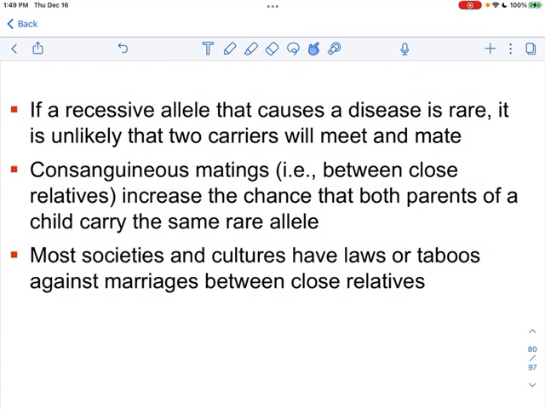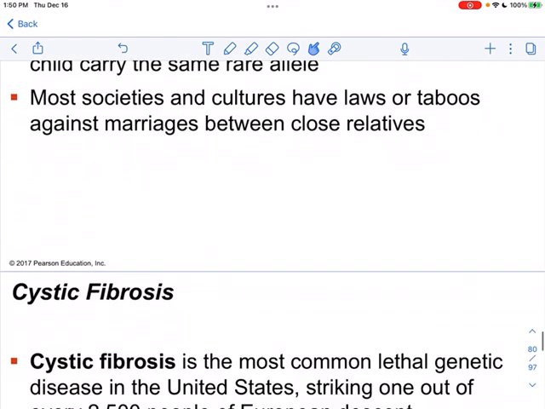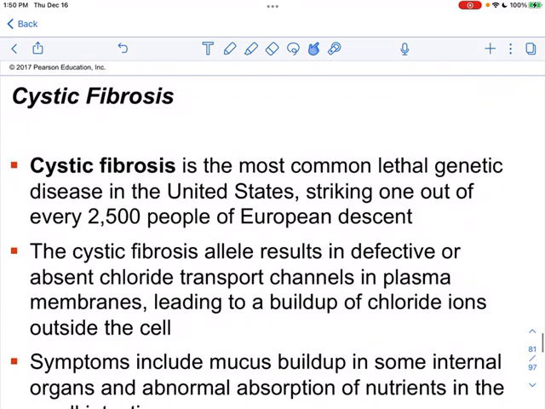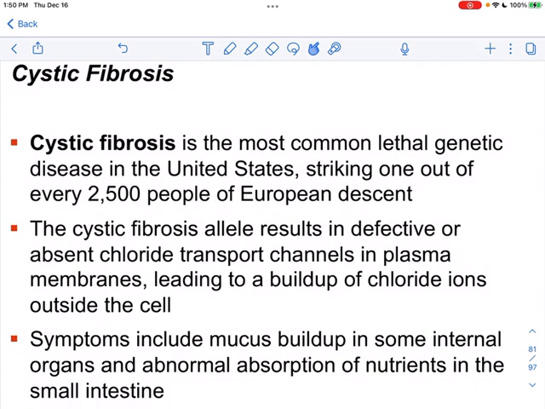So again, most societies and cultures do have laws or taboos against marriages between close relatives. But what's interesting is that the royal family lines in Europe oftentimes snubbed their nose at these taboos. They were very much about keeping the royal bloodline, if you will. So they frequently did mate within the family. And because of that, we saw several traits sort of borne out in very specific areas of the world because of their mating schemes, typically within the royal family lines.